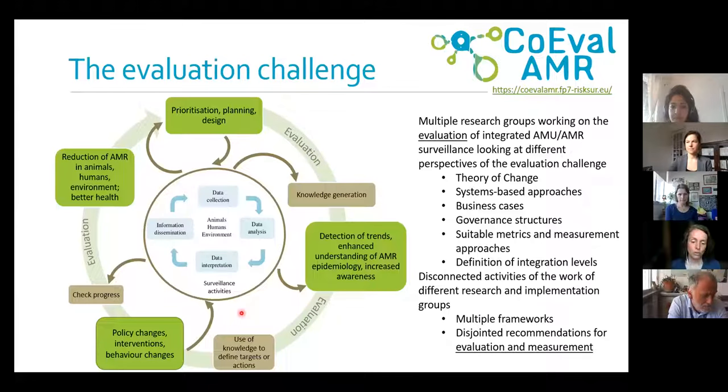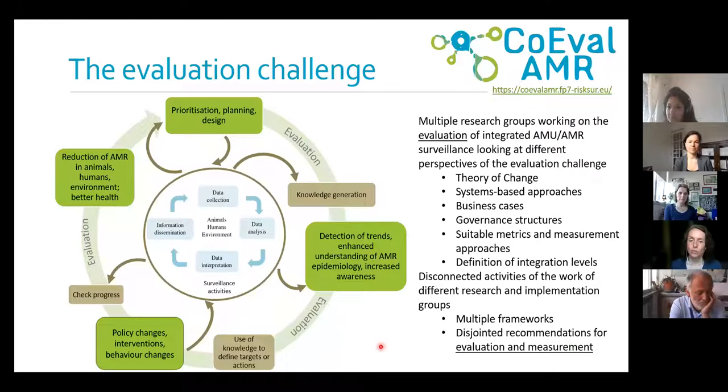often it is used to inform policy changes, interventions, or for example, any soft approaches to influence behavior. And then surveillance is used to check the progress on these interventions at the targets to see whether we are achieving what we want to do. And ultimately, we would like to achieve our end goal, which is a reduction of AMR in animals, humans, and the environment, and help to generate better health. So with these multiple functions of surveillance, we have multiple evaluation needs all along the circle. And that's why we see quite a fragmented evaluation landscape.